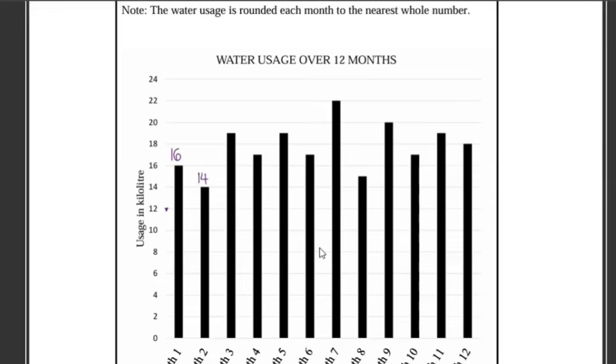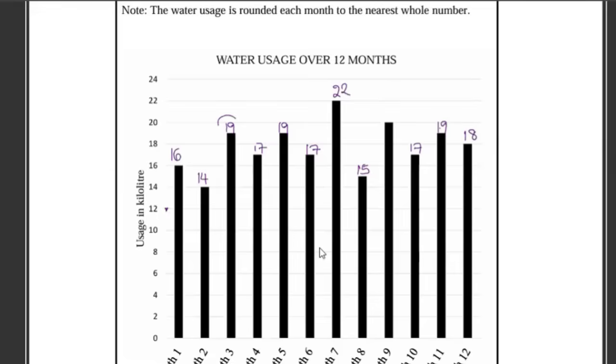So we are going to just find out. This is 16, 14, this is 19, 17, 19, 17, 22. We have 15. We have 17 again. We have 19 and 18. So they want us to get the mode.